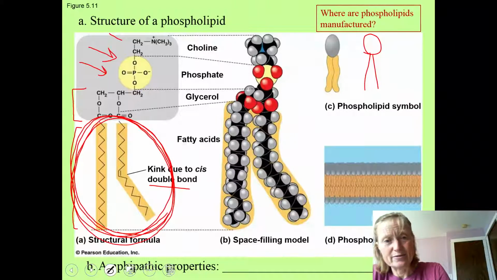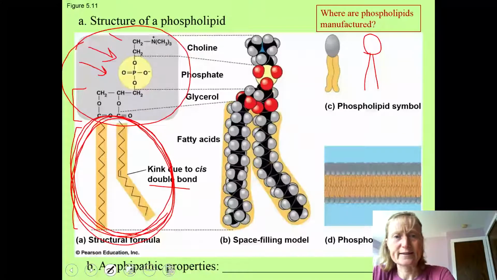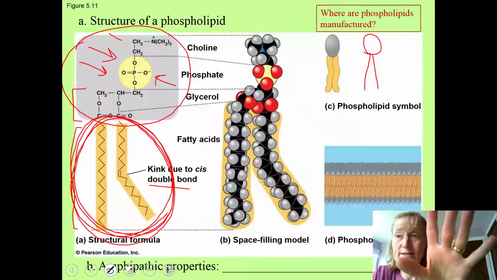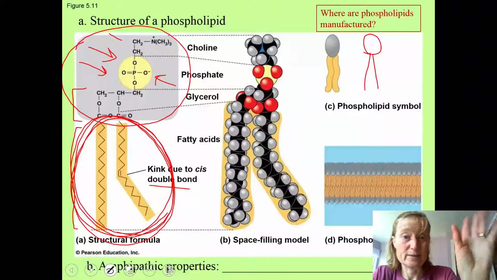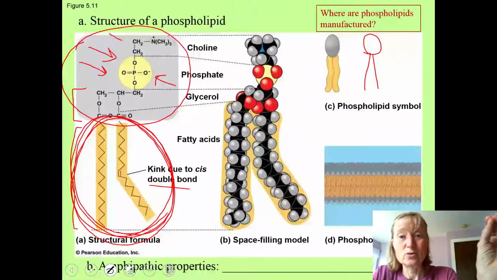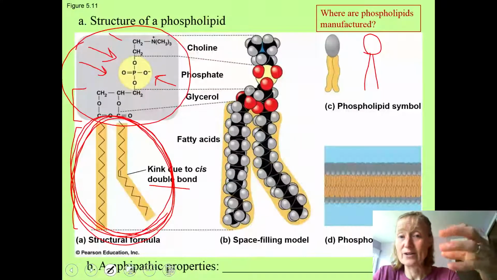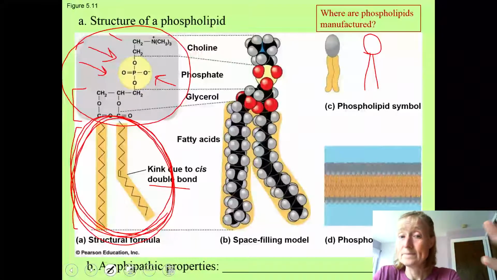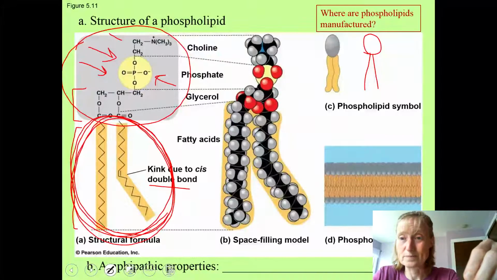The head of a phospholipid, drawn by the circle part, right? That's hydrophilic. How do I know? Well, for one thing, I see a negative charge right there. Anything with a charge on it is going to attract water and be hydrophilic. So phospholipids have amphipathic properties because they have a hydrophilic head and hydrophobic tails.